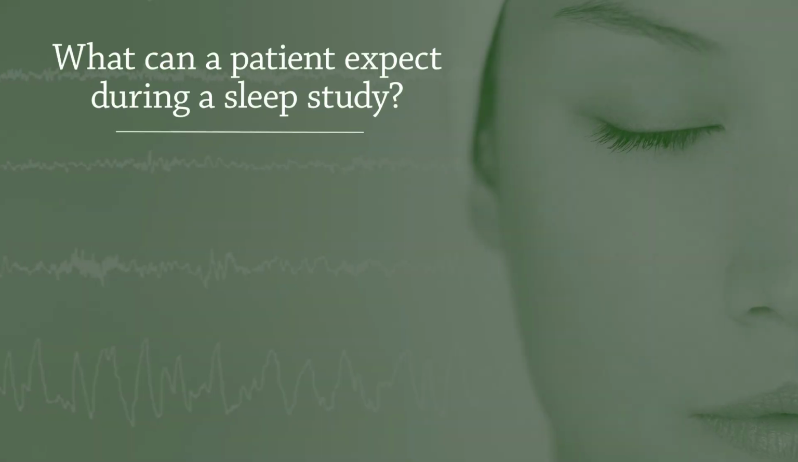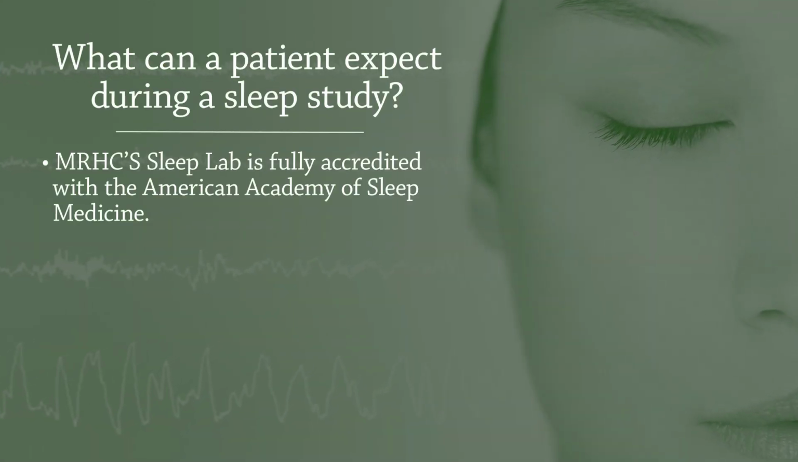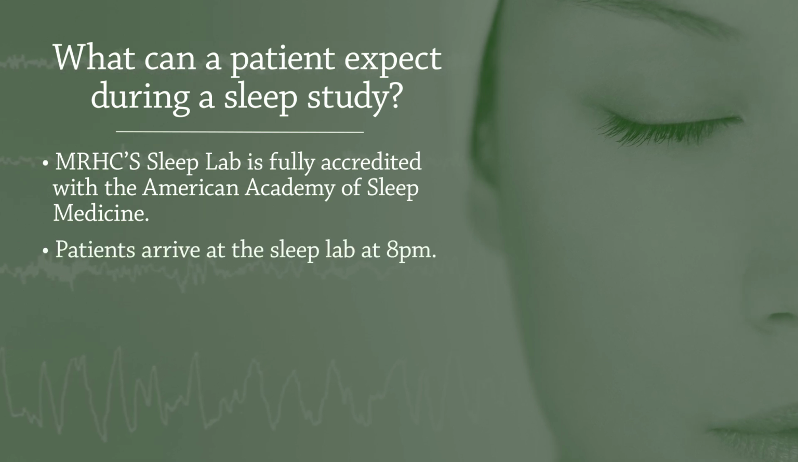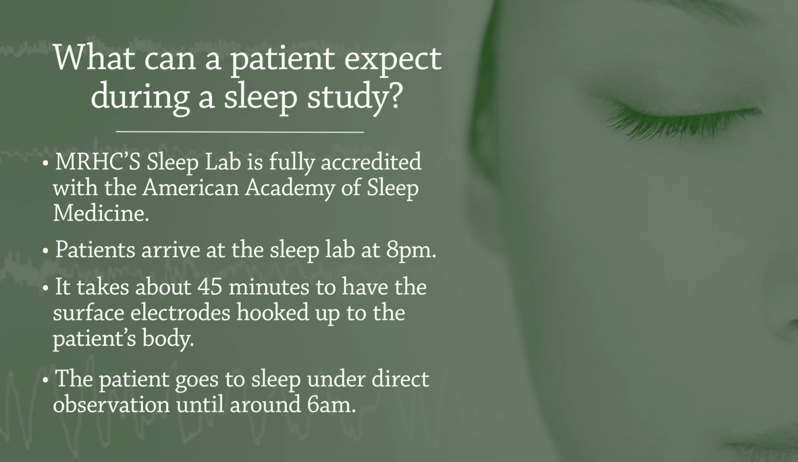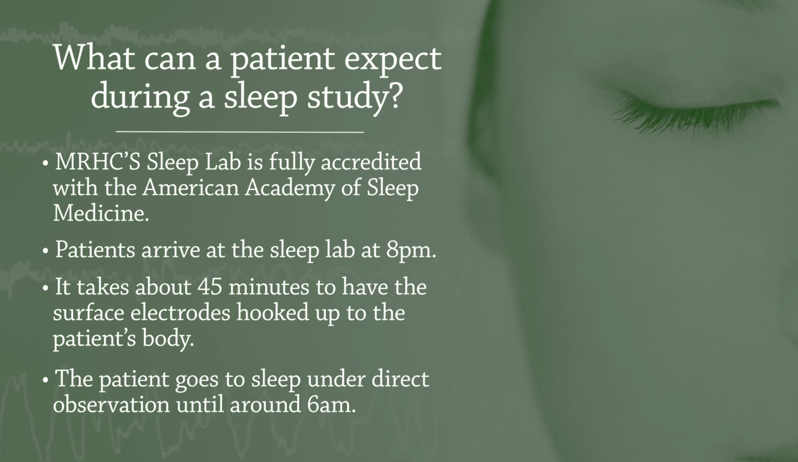What can a patient expect during a sleep study? Our sleep lab here at Magnolia is fully accredited with the American Academy of Sleep Medicine. Basically, you arrive at the sleep lab at 8 o'clock at night. It takes about 45 minutes to have the surface electrodes hooked up to your body. Then you're asked to go to sleep when you're drowsy, and you're directly observed without a tech in the room until the morning when you awaken, typically around 6 a.m.